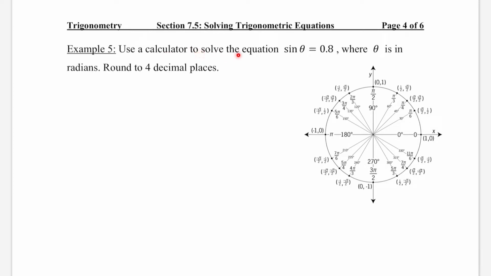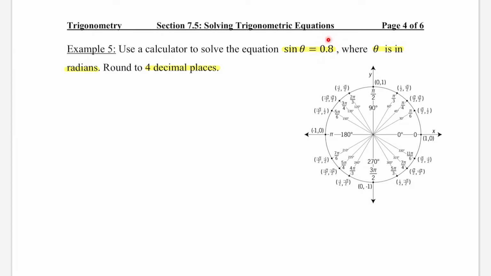Example 5. Use a calculator to solve the equation sine of theta equals 0.8, where theta is in radian, round to 4 decimal places. My equation is sine of theta equals 0.8, and they told me that theta is in radian, not degree. This is very important. And they also want me to round the answer to 4 decimal places.